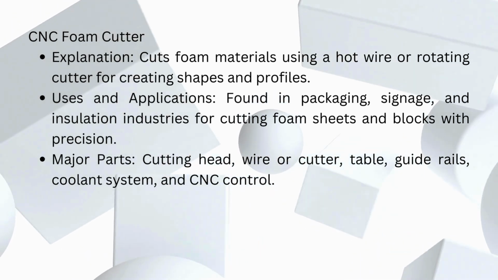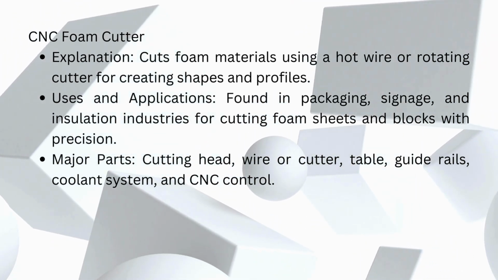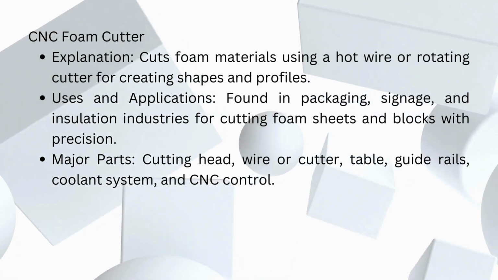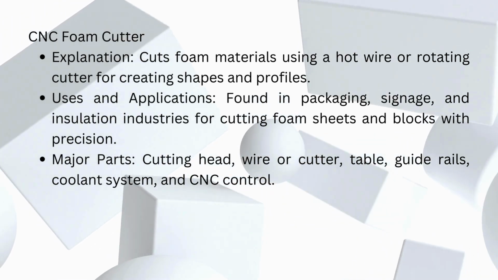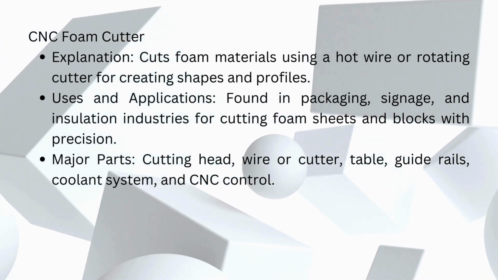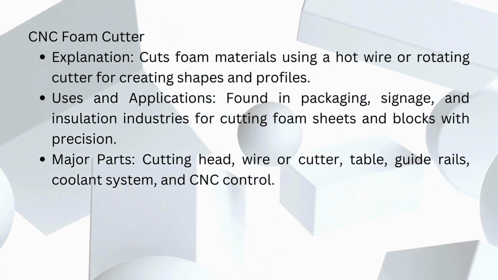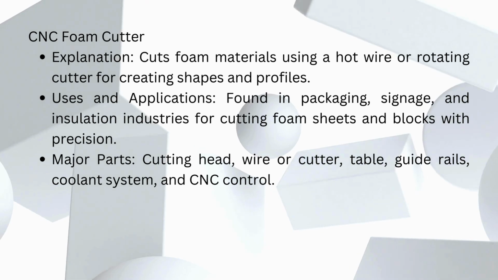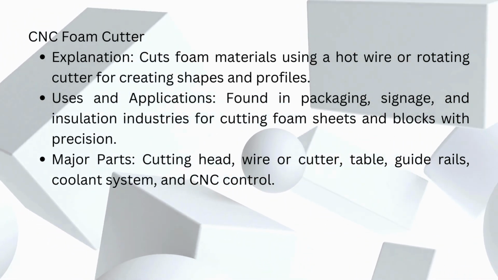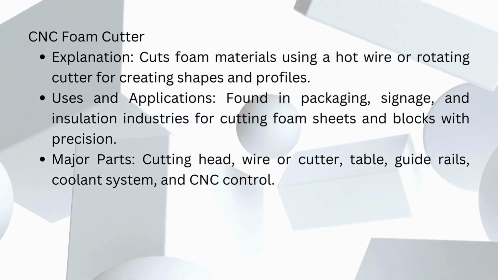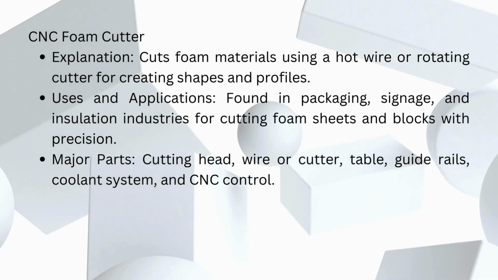CNC foam cutter. Explanation: cuts foam materials using a hot wire or rotating cutter for creating shapes and profiles. Uses and applications found in packaging, signage, and insulation industries for cutting foam sheets and blocks with precision. Major parts: cutting head, wire or cutter, table, guide rails, coolant system, and CNC control.